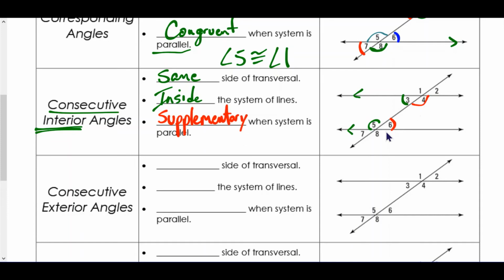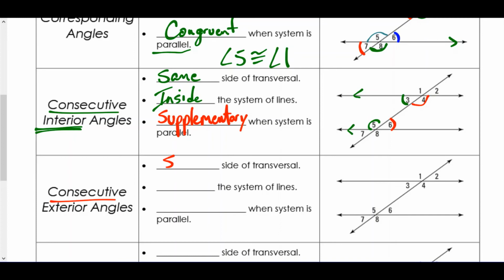So 4 and 6 are on the same side, and they're inside the parallel lines. 3 and 5 also on the same side as each other on this left side of the transversal, and they're inside the parallel lines. They are supplementary. They add up to 180 degrees. They are not a linear pair because they are not adjacent.